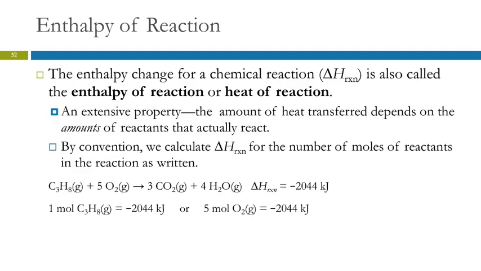So by convention, when we express the heat of reaction, we do it in relation to the chemical equation. So here's the chemical equation for the combustion of propane. And we say delta H for this reaction is negative 2044 kilojoules. Well, for how much stuff? For the molar amounts in this balanced chemical equation. So this would be for 1 mole of propane burning. This is the amount of energy that would be released.